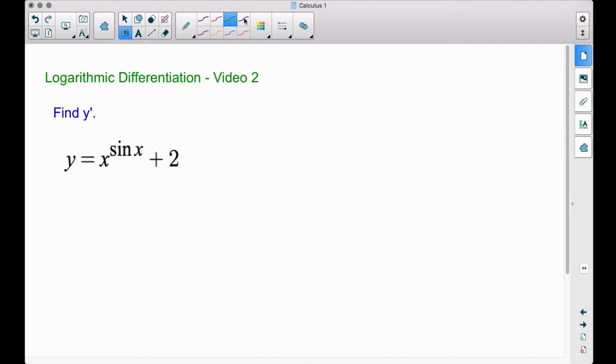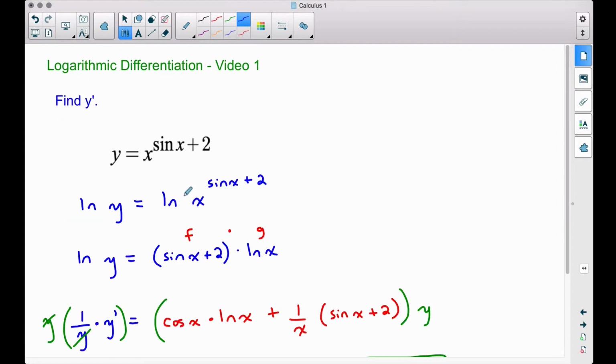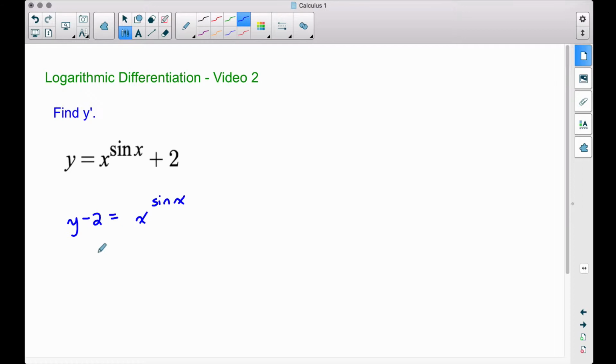So we want to find the derivative here, and before I do that, since I know I want to use logarithmic differentiation to take care of this, I'm going to move that 2 over to this side. So we have y minus 2, we're just subtracting 2 from both sides, equals x to the sine of x power. Now back in video 1, we did not do this because we had sine of x plus 2. All of that was in our exponent. So we went and took the natural log of both sides and then proceeded on, doing the product rule and stuff like that. Well, we're going to do that now. We're going to go ahead and take the natural log of both sides. Natural log of y minus 2 is equal to the natural log of x to the sine of x power.